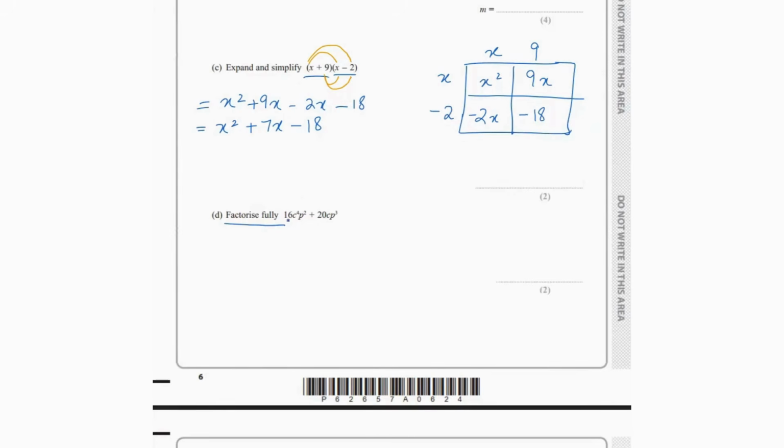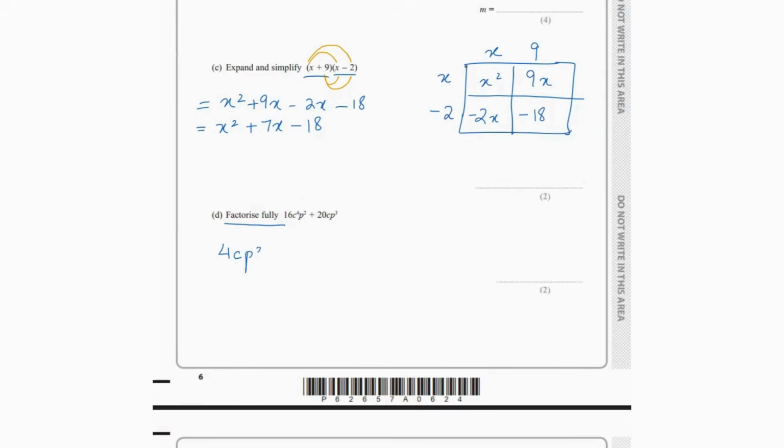We can see that we have 16 and 20, and 16 and 20 both come in the 4 times table. So we take 4 common. Then we have c to the power 4 and c. So between c to the power of 4 and c, c is common, so we write c. Between p squared and p cube, we know p squared is common because p cube is bigger than p squared, so we can't take p cube common. P squared is going to be common.